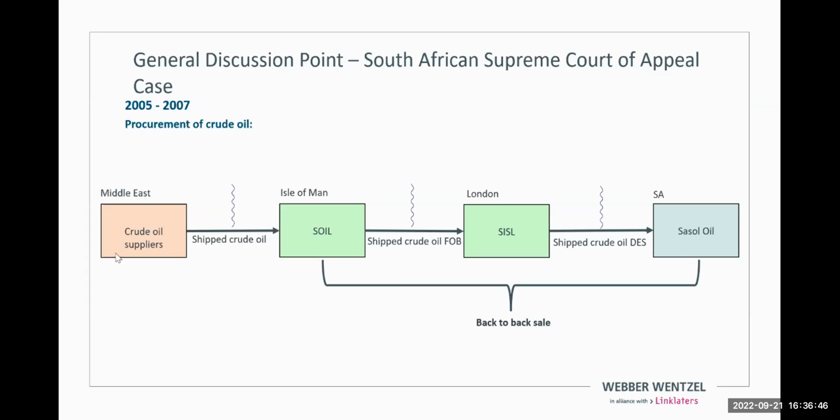So I think what our revenue authority tried to do is to say that in substance, these entities only acted as agents to arrange the shipping. They didn't take legal title. Your intention was never for them to take legal title, and therefore the substance of the legal agreements does not tie up to the actual legal substance, which is to deliver crude oil from the Middle East to South Africa.